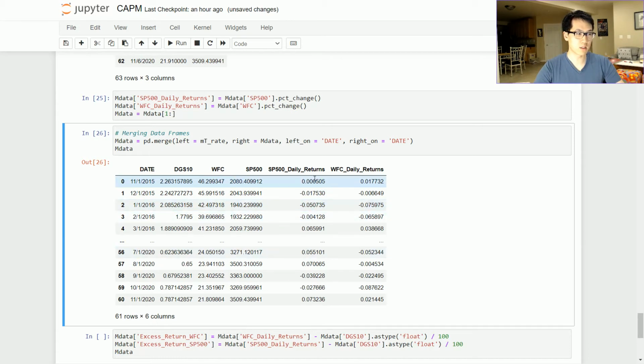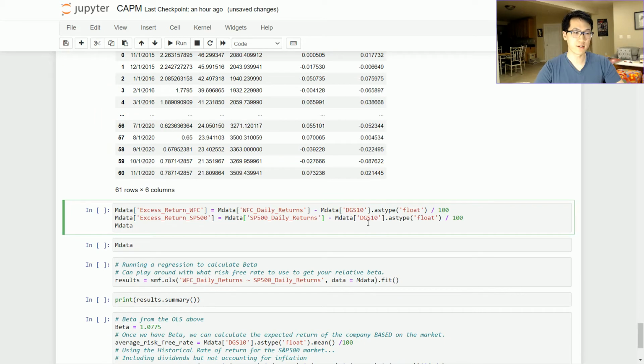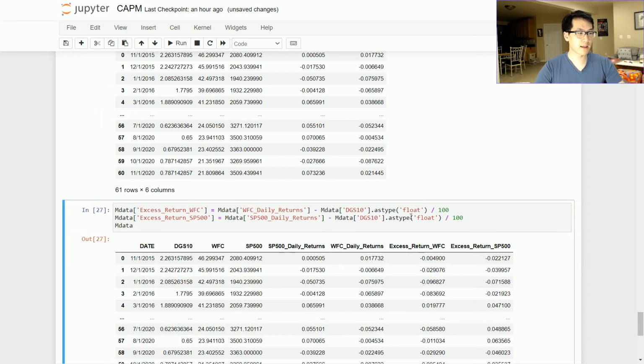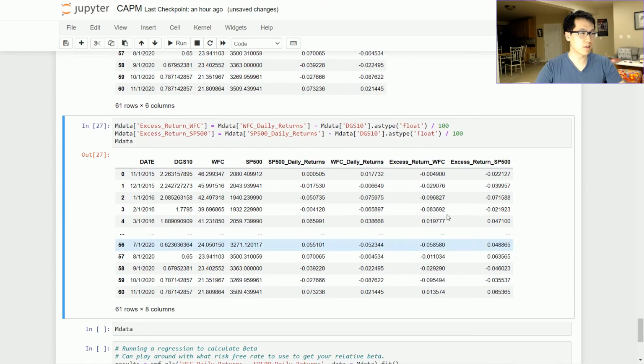So this is a percentage change for our daily returns, and we have our DGS10, which is our 10-year rates. And then calculate the excess returns. We have an additional 2 columns. We have essentially the daily returns. You subtract that from your 10-year rates and divide that by 100.